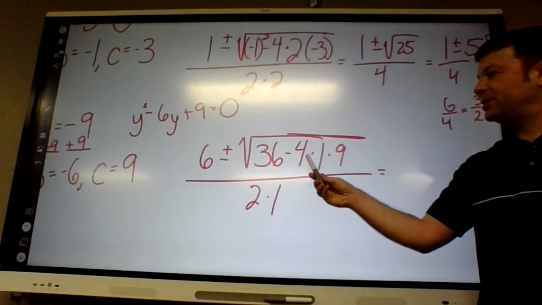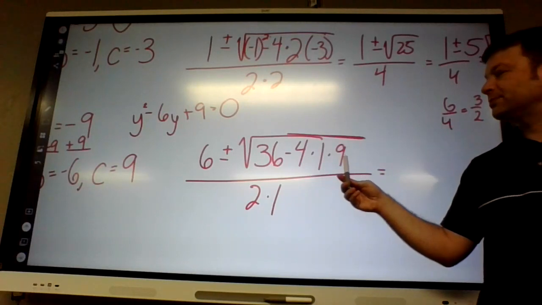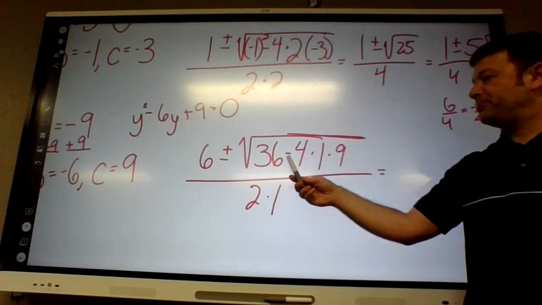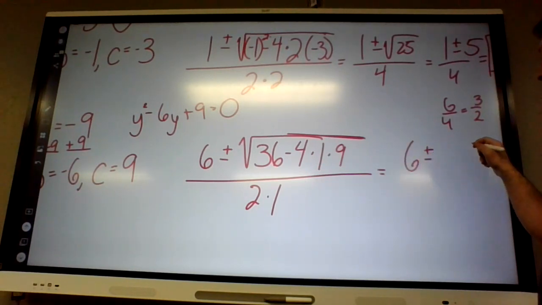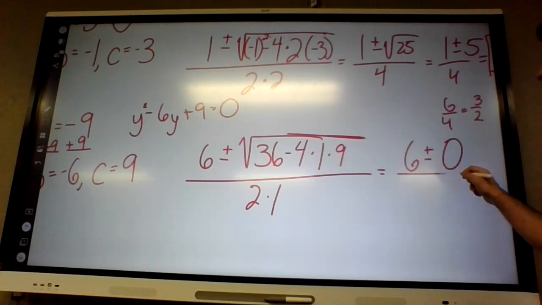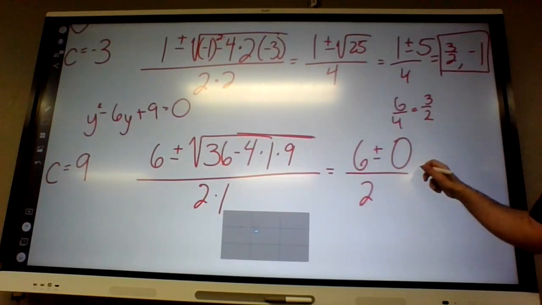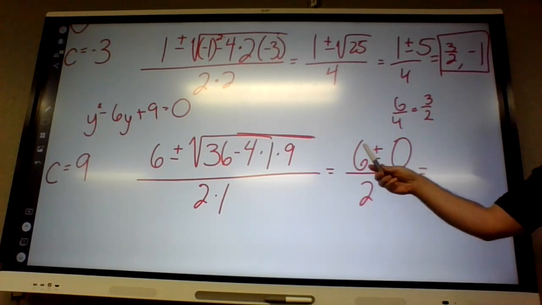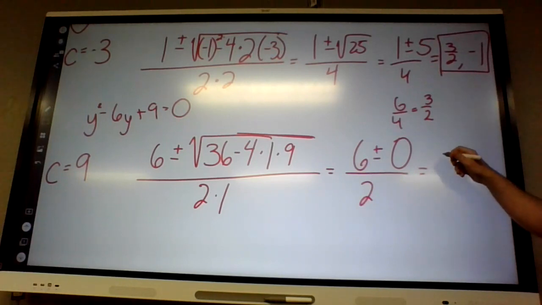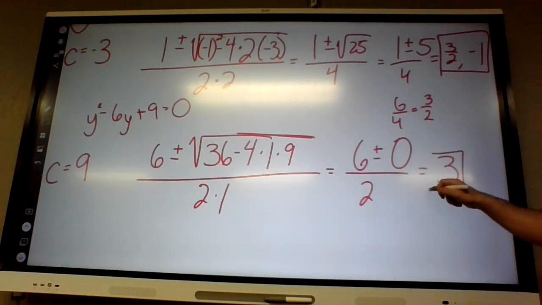Okay, what's 4 times 9 right there? 36. 36 minus 36 is 0. What's the square root of 0? 0. So we got 6 plus or minus 0, which would be 6, right? So 6 divided by 2 is 3. So this is one of those rare cases where you get one answer. So if the square root comes out as 0, you get one solution.